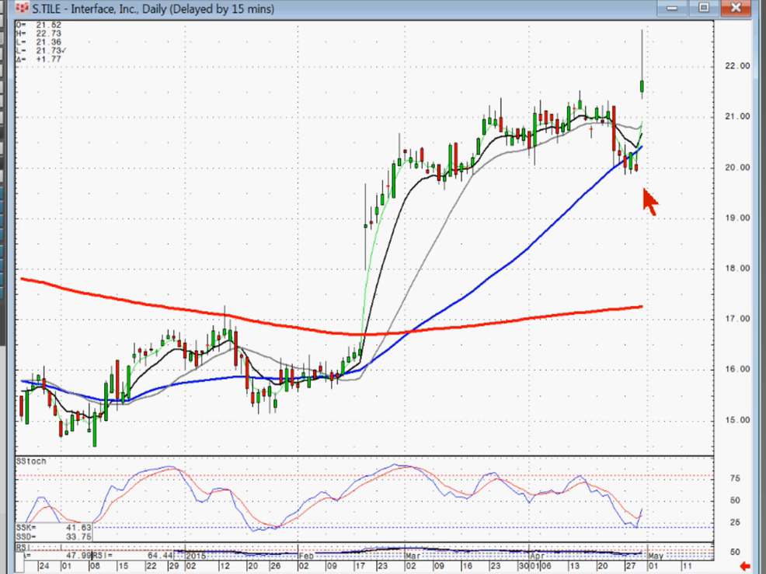Tile, there's a scoop type pattern. There's your inverted hammer. There's your gap up. I would expect a 45-degree off of here, or at least the trajectory of what the previous trend was.